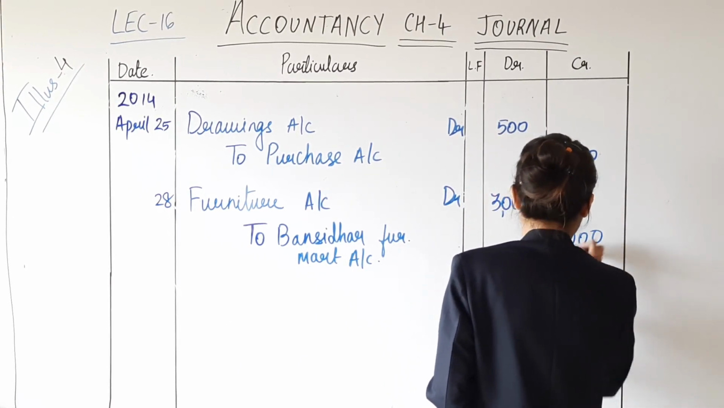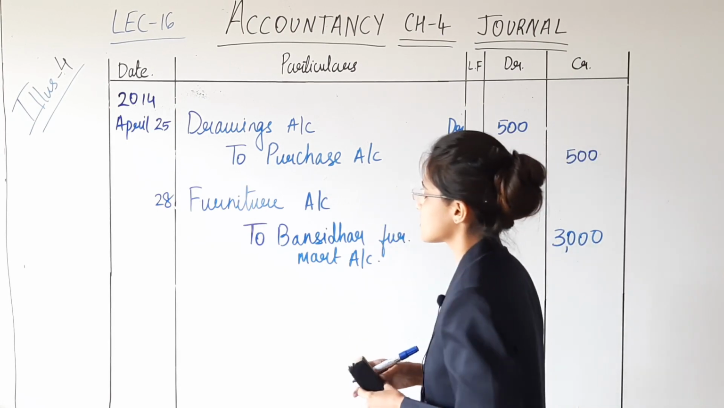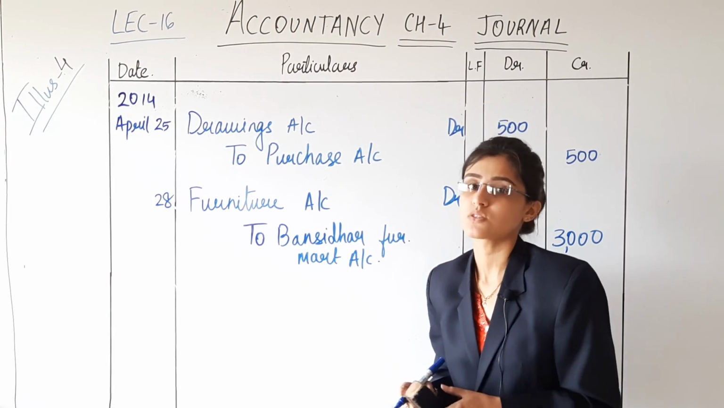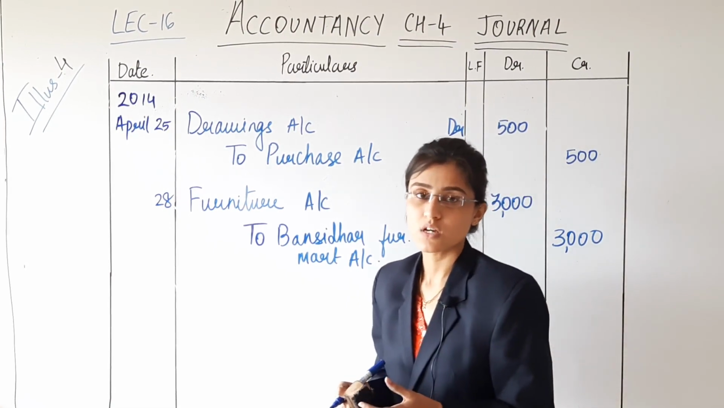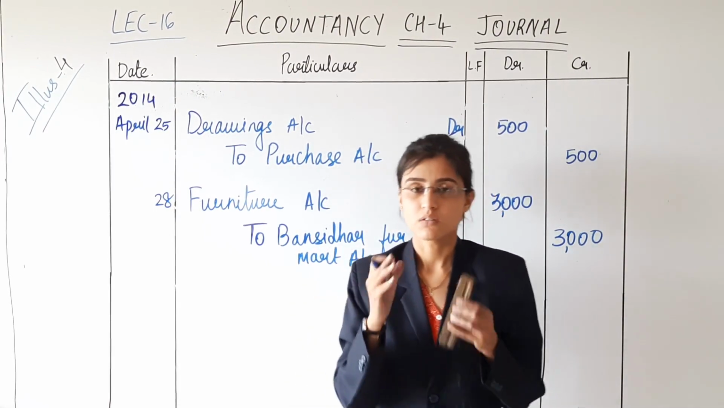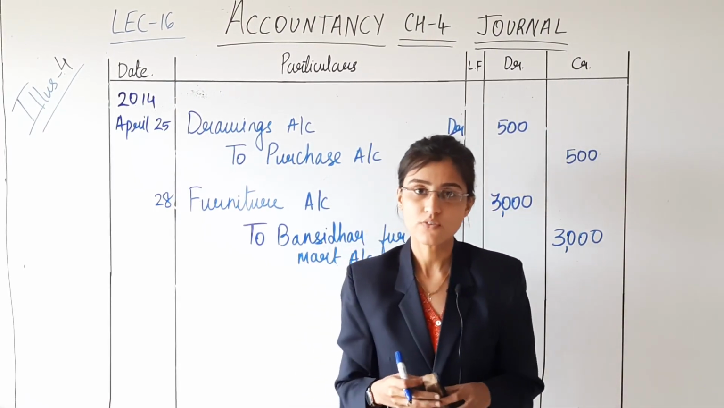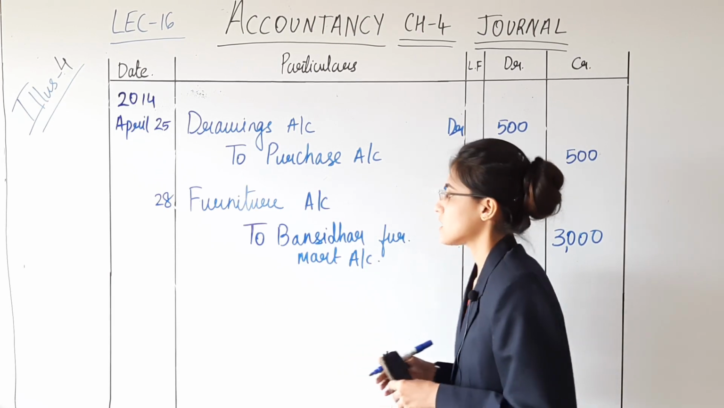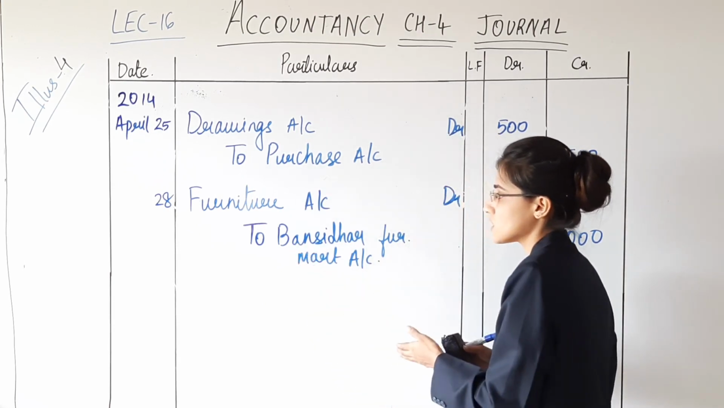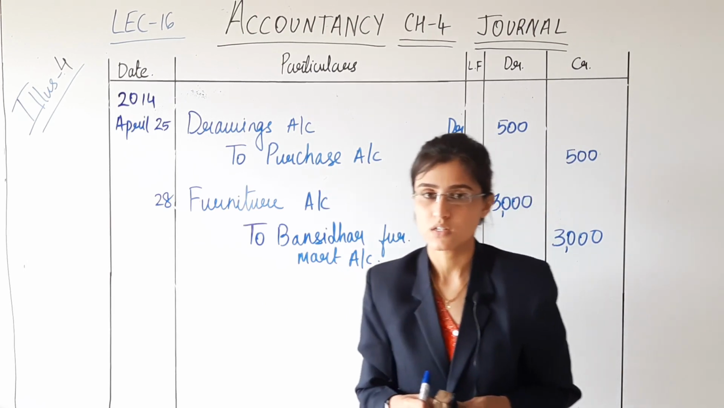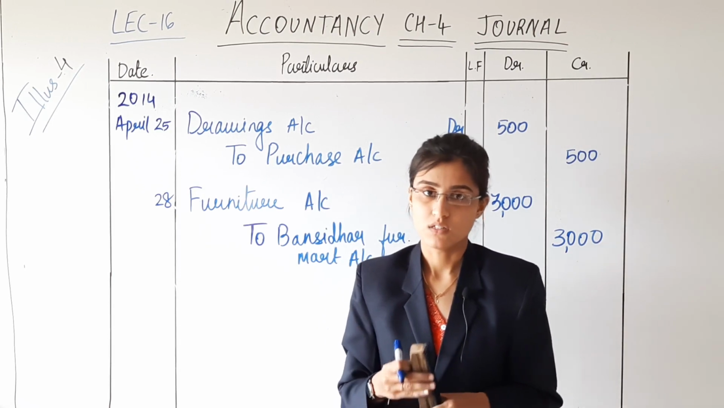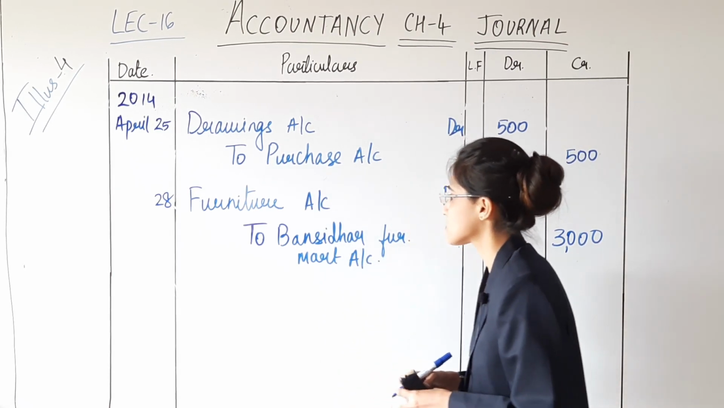furniture of rupees 3,000. Whenever you purchase an asset, you just have to write down the name of the asset. You cannot write purchase or sales. These two words are used only for the purchase and sale of goods. Other than that, if you are purchasing any asset, or in case you are selling any sort of asset, you have to write down the name of that particular asset always. Yes, here the furniture has been purchased.